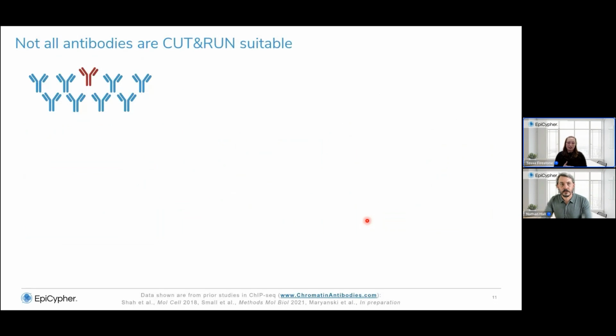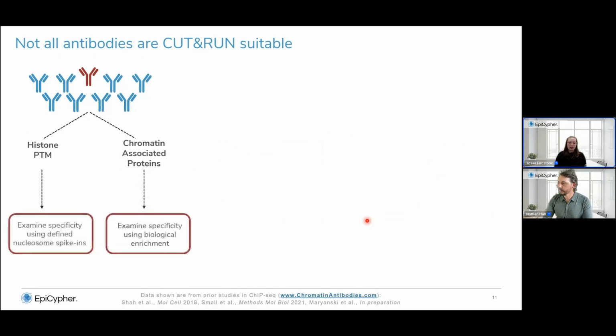Since CUT&RUN is an immune tethering approach, finding a suitable antibody is crucial for the experimental success and the biological interpretation during data analysis. So when you select your antibody, you want to be sure of its specificity. There are two major classes of targets, histone PTMs and CAPs. For histone PTMs, we recommend using our nucleosome spike-ins for determining specificity. And for CAPs or histone PTMs that have unavailable spike-in nucleosomes, we recommend using biological enrichment.